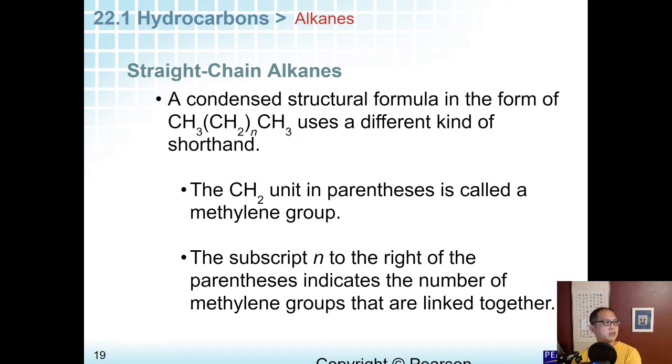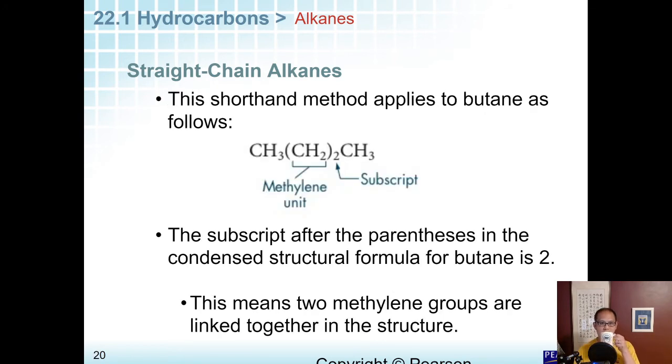So a condensed structural formula just says CH3, CH2, CH3, with an n here, and the n is just how many CH2s are in the middle. Remember, it's the same pattern every time, so we're just going to put it in there. The way you can write it for butane is CH3, then 2 CH2s in the middle, and then CH3. So that's one way to write it shorter.